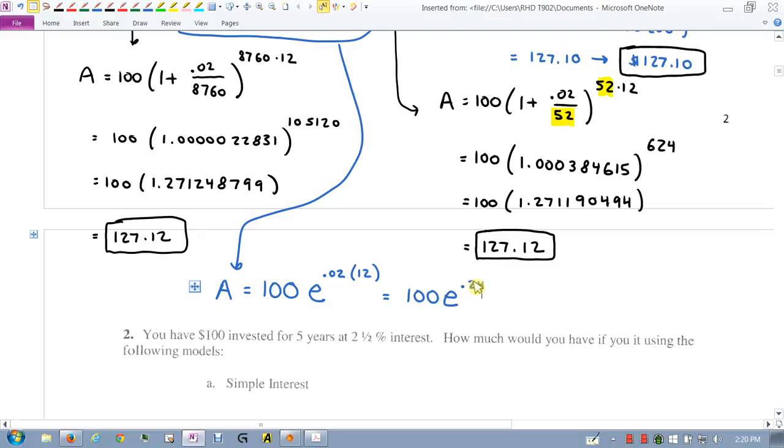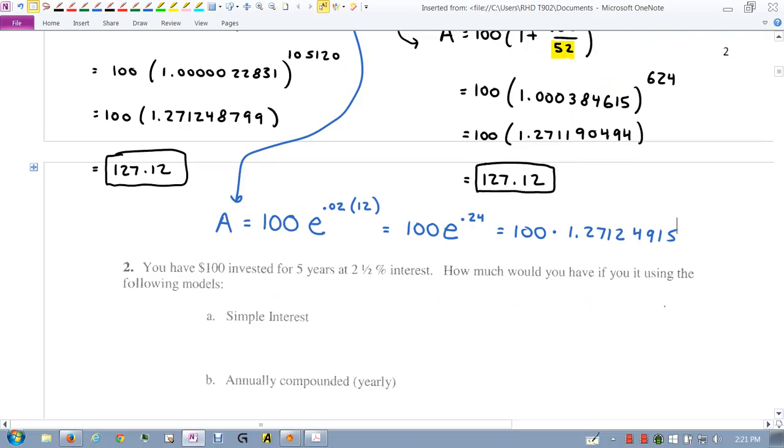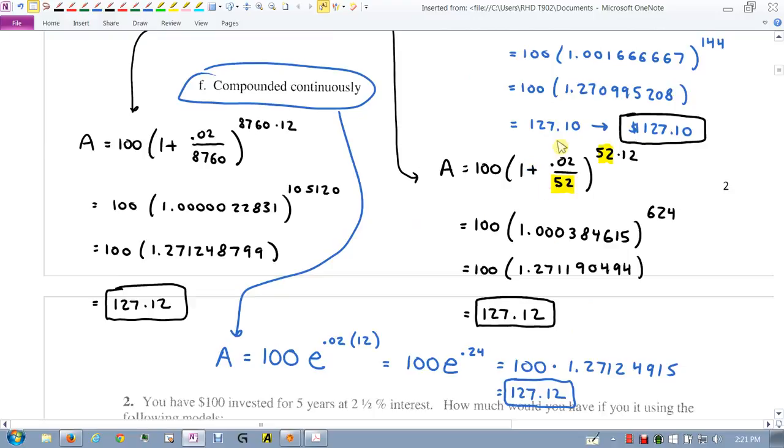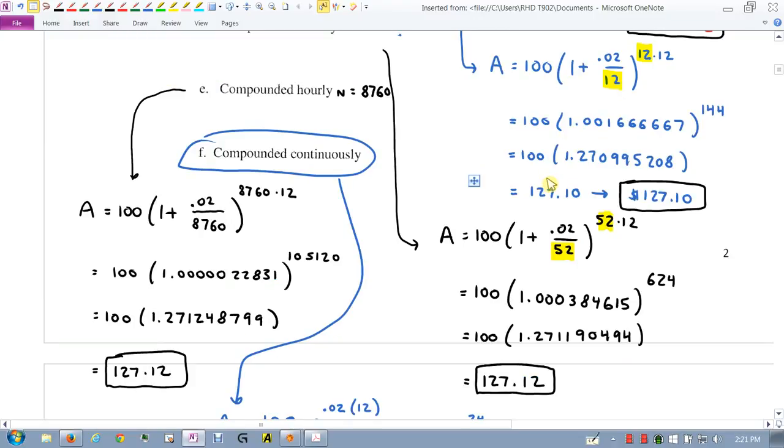I just went around and made sure everyone knew how to do E on their calculator. So you're going to get 100 out front, and then that turns into times 1.27124915, which is basically $127.12. Now, would you agree that this formula is a little bit easier to do on your calculator than these? Just a little bit, because you just have to use the E key.